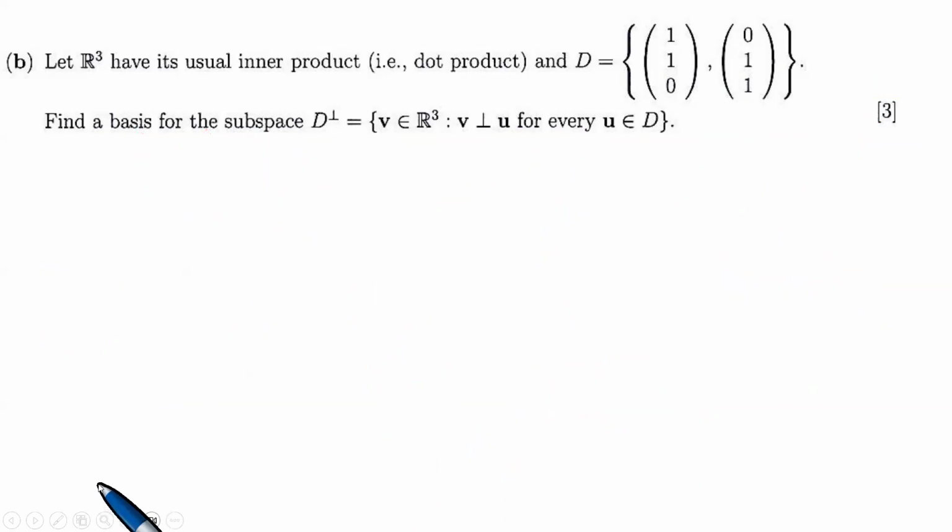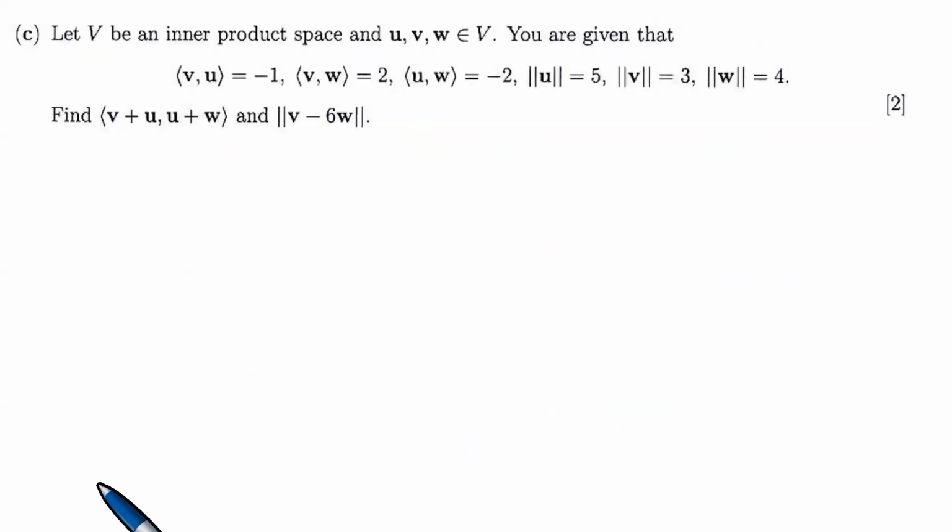Right, we check the next question. The next question is part C. Okay, this is the one I was talking about, where they have put some things here, like V plus U and U plus W. And now, obviously, they need the length, but the length is not the usual one.